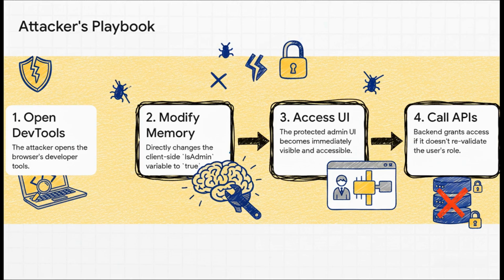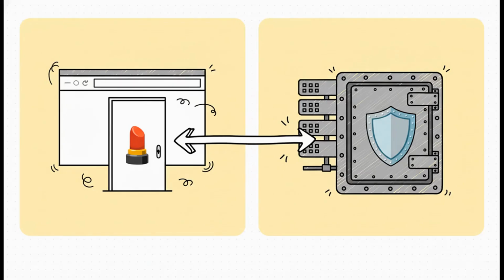All they have to do is open the developer tools in their browser, F12, find the little piece of JavaScript code that says admin equals false, change it to true, and bam, the admin button magically appears. And if your backend API isn't doing its own checks, that button is now going to work. Game over. So here's how you actually fix it.